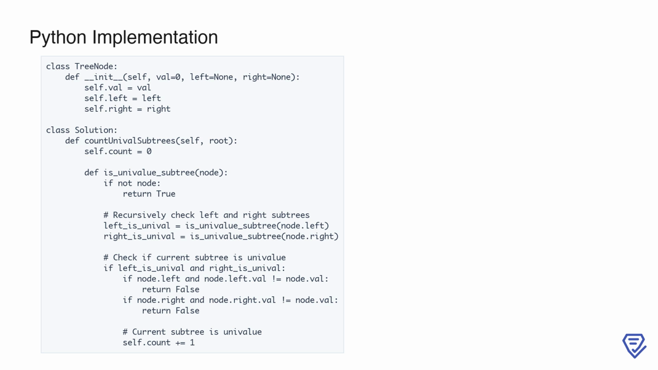is_univalue_subtree, which is defined to determine if a given subtree is a Univalue subtree. This function starts by checking if the current node is None. If it is, we return true because an empty subtree is considered Univalue by definition. Otherwise, we recursively check the left and right subtrees to determine if both are Univalue subtrees.